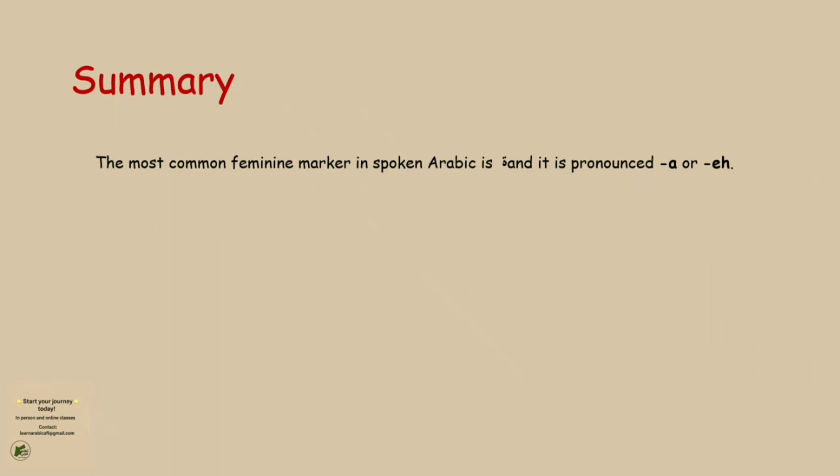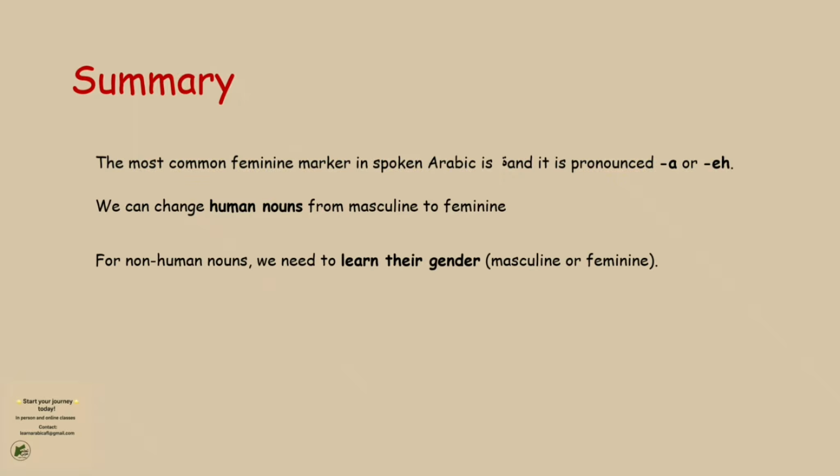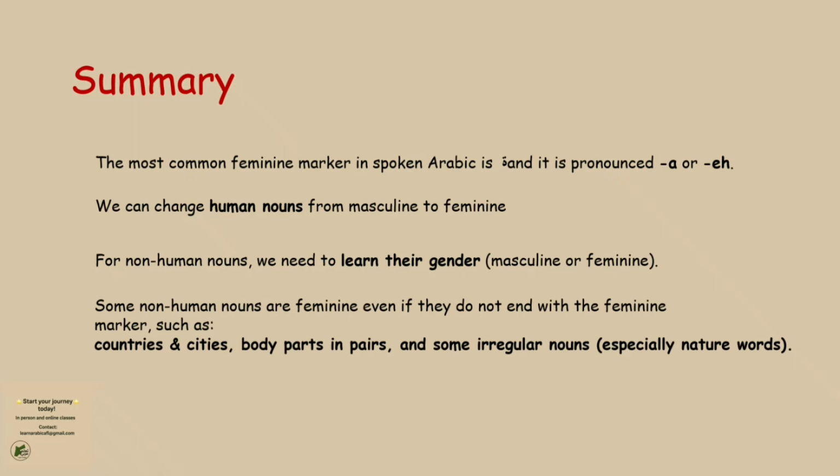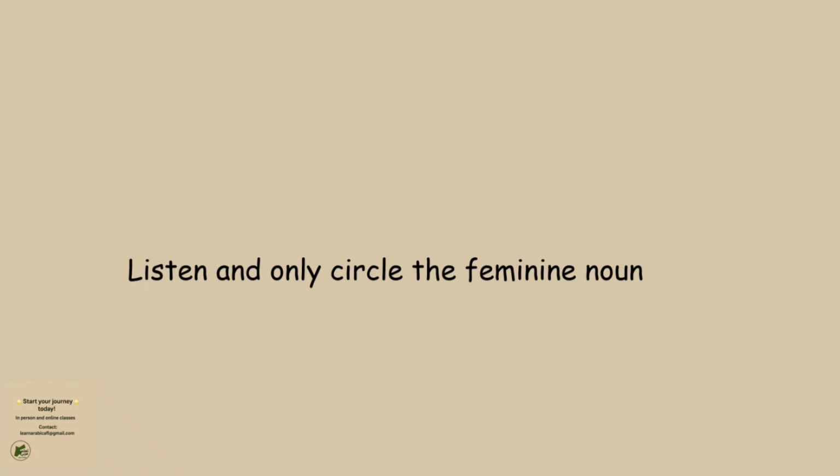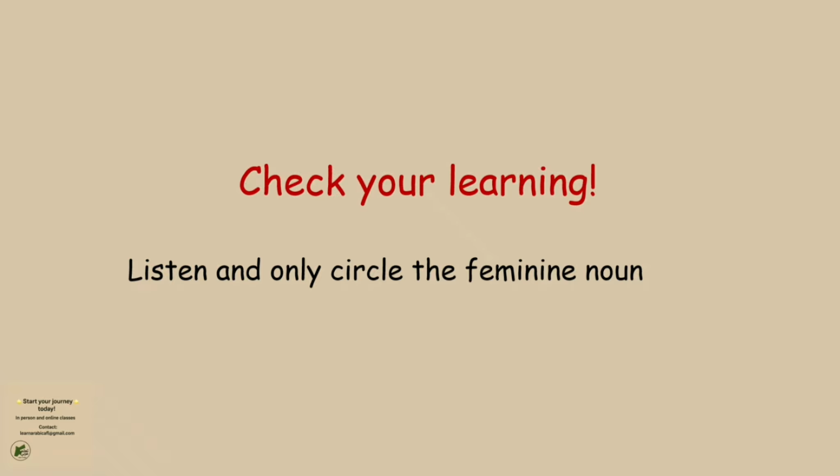To summarize what we have learned in this video, first, the most common feminine marker in spoken Arabic is the ta marbuta, and it's pronounced "a" or "e." We can change the gender of the human nouns from masculine to feminine. For non-human nouns, we need to learn their gender. It's part of the word. Finally, some non-human nouns are feminine without having the feminine marker, like countries and cities, body parts, and some irregular words, including nature words. Now let's check your learning.